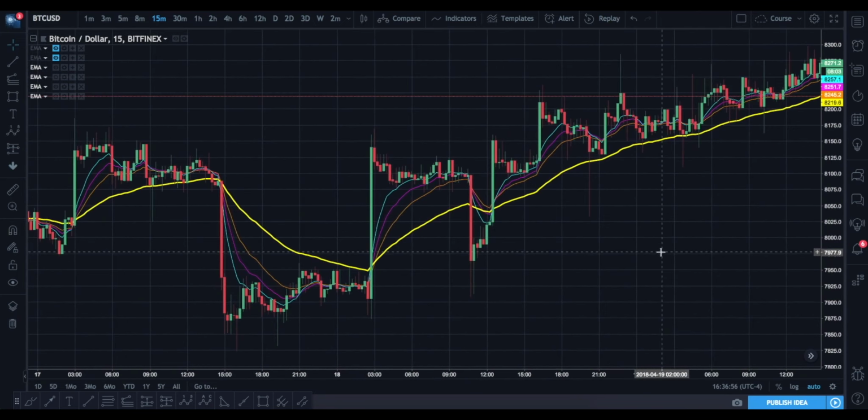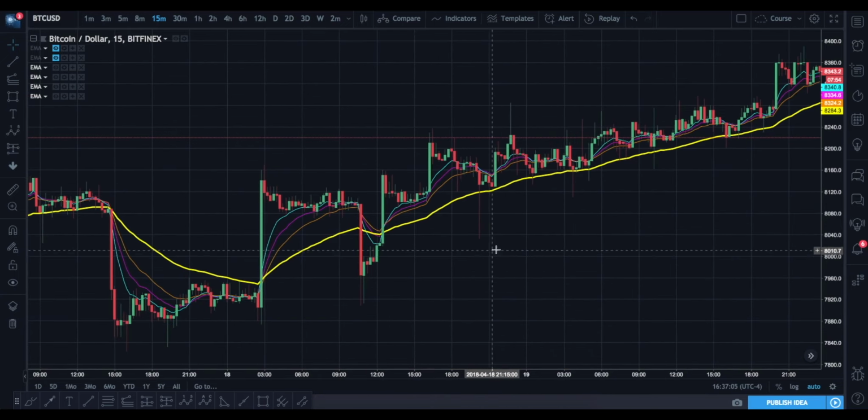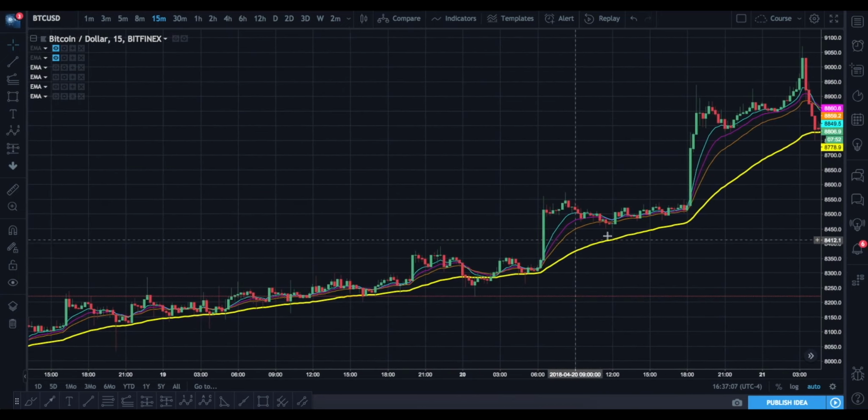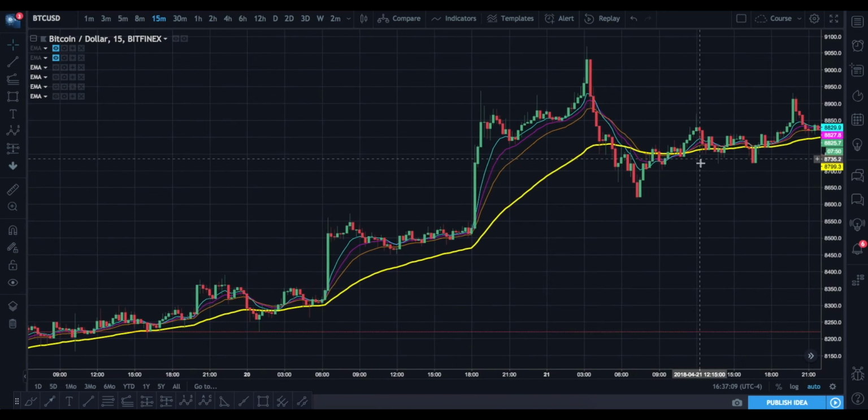You don't close here. Bear in mind, you have to stick to the strategy. You don't close here because the 55 EMA is not on top of all the other EMAs. You have no reason to close here. You let it go. You let it ride. You let it ride. You still haven't closed, and you close.